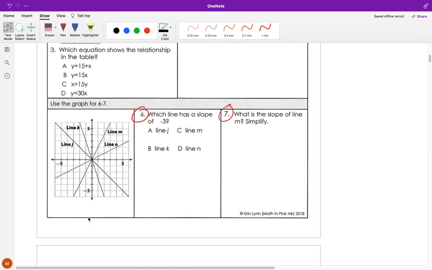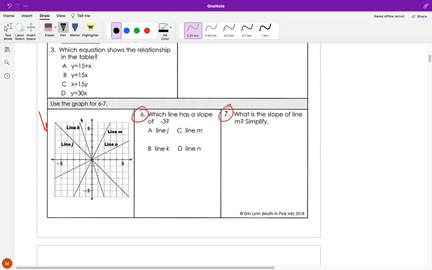So for this number 6, we're using this graph in order to answer for number 6 and for number 7. For number 6, it says, which line has a slope of -3? So right away, I can cross out this line M because it's a positive slope. If we put the person on the left-hand side, they're walking uphill. I can also cross out this line N because, once again, it is positive. So I know it's down to K or J.